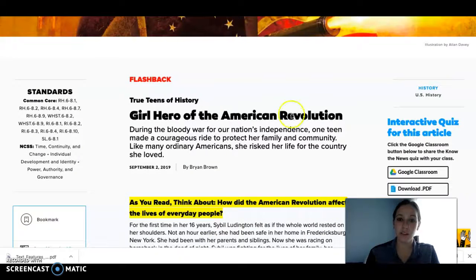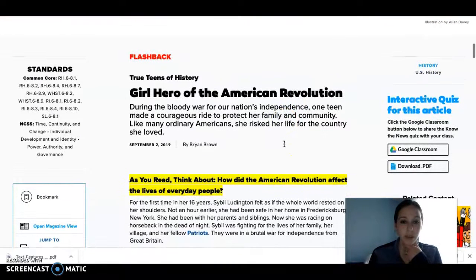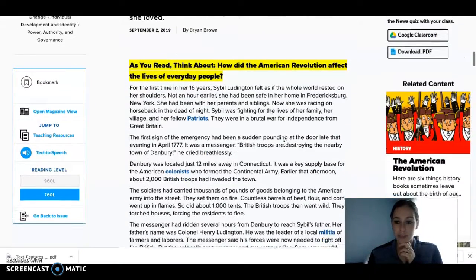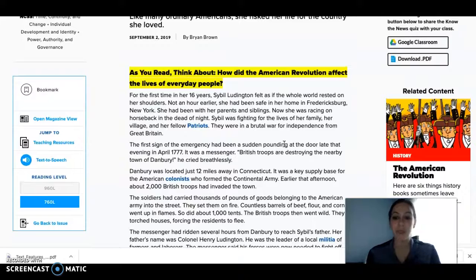So take a look at this article here. What you're going to do is you're going to read this article, and as you're reading, I want you to think about some of the text features that this author used and why it's so important to the reader.